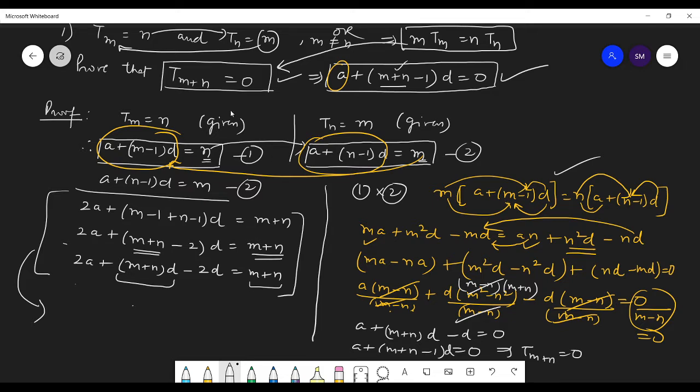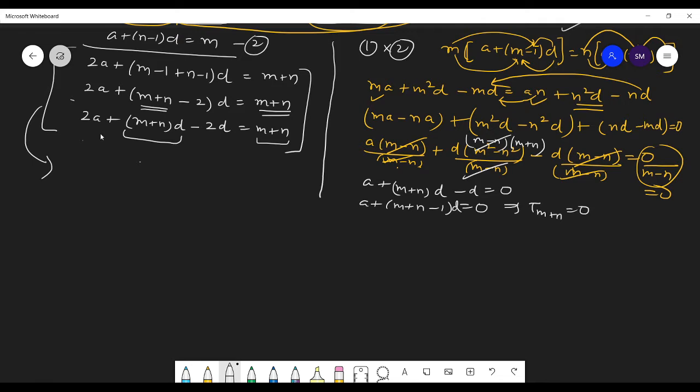So this is the first result. Tm plus n is equals to 0. Students, have you noted down? Shall we move forward? Yes, sir. Okay.